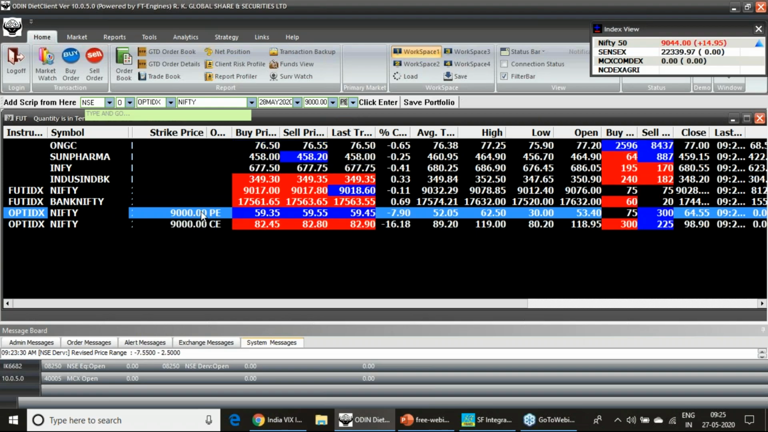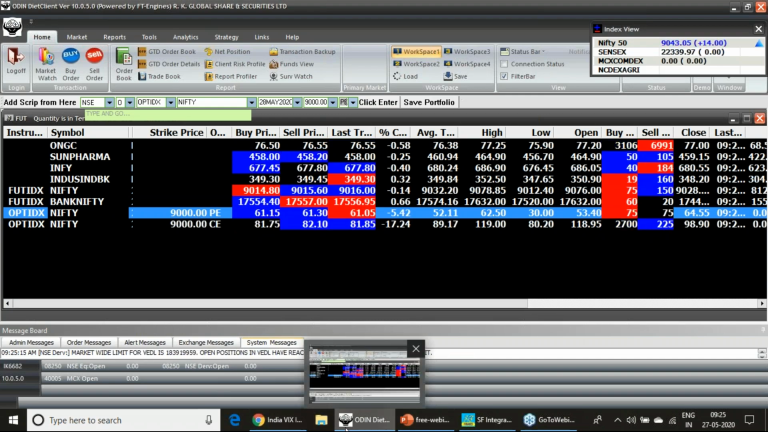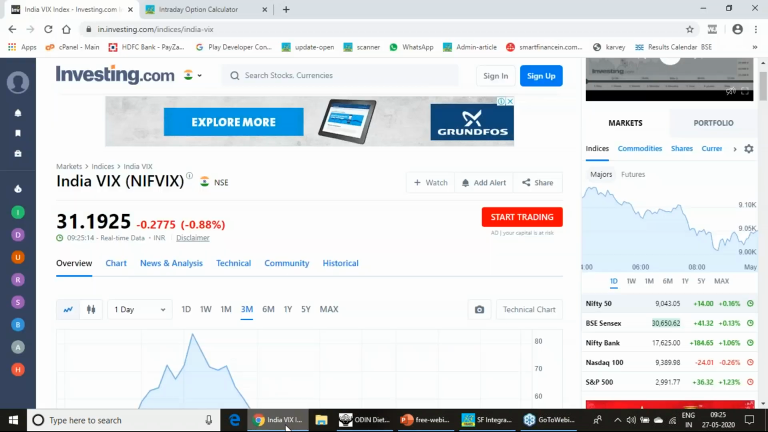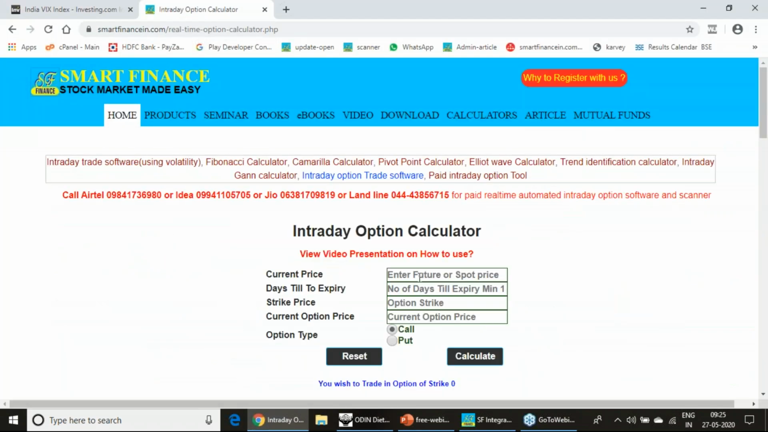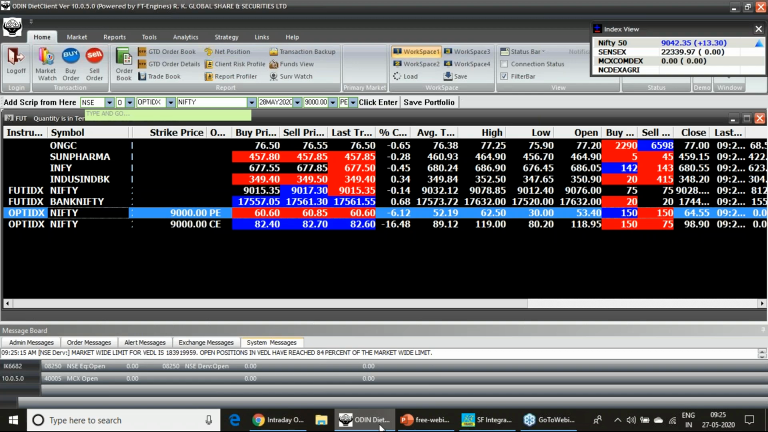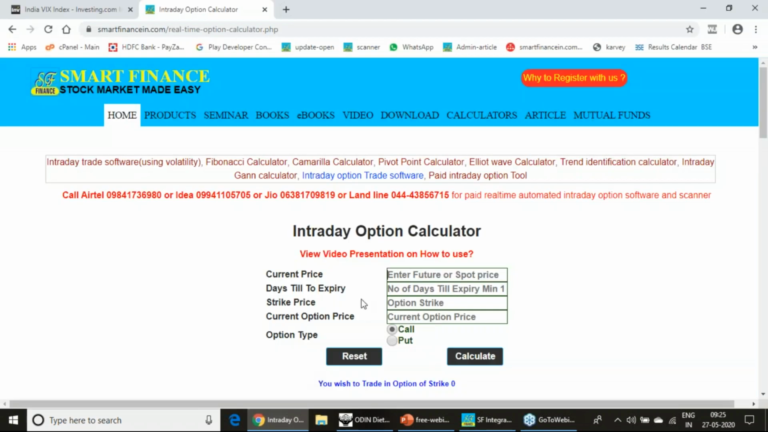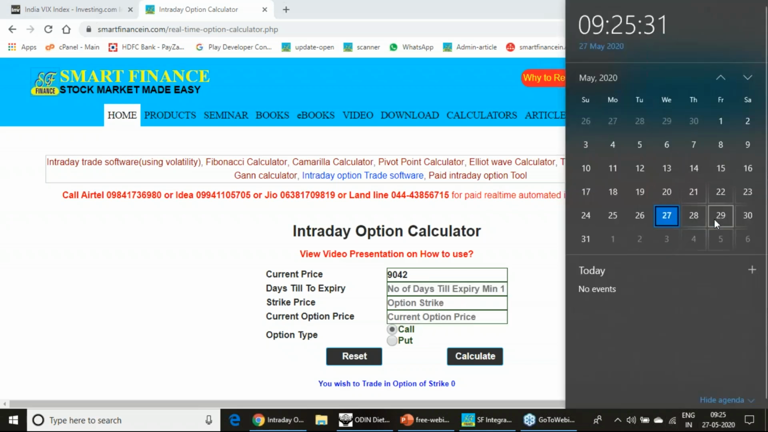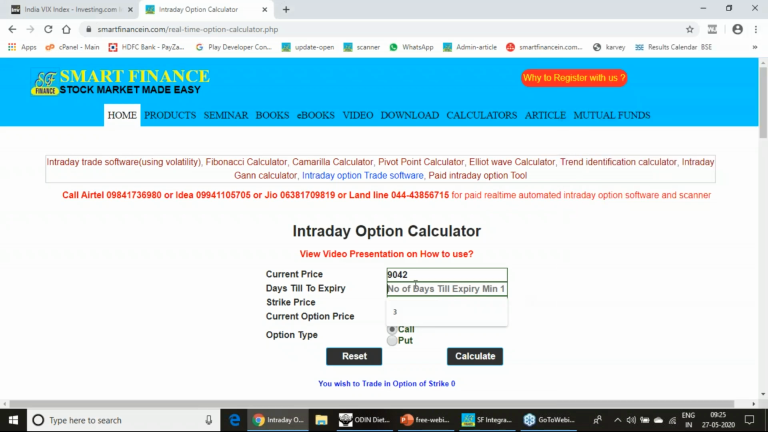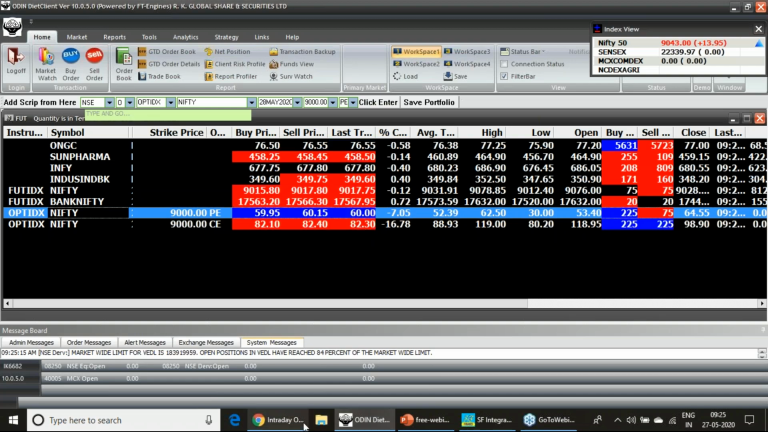However, you have to keep in mind that the 9,000 put option has the highest open interest in this series, so that will be a negative point for our intraday. Now we are going to put in these values. I am putting the spot value 9042. The day is expiring, so here I am using my web calculator. Tomorrow, so 2 days are left, today and tomorrow. The strike price is 9,000 and the call option is trading at 83 rupees.